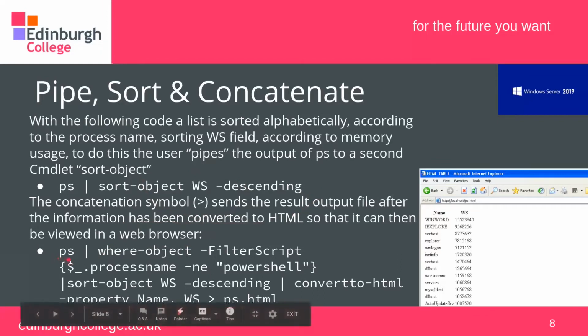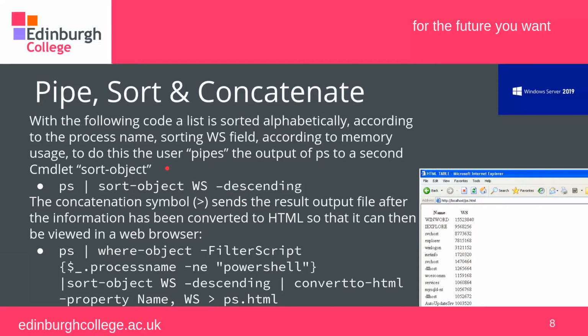We can do PS, where-object process name does not equal PowerShell, sort-object descending, and then convert to HTML and output it as an HTML file, and it'll look something like this. Okay, so it can get quite complicated if we want it to.